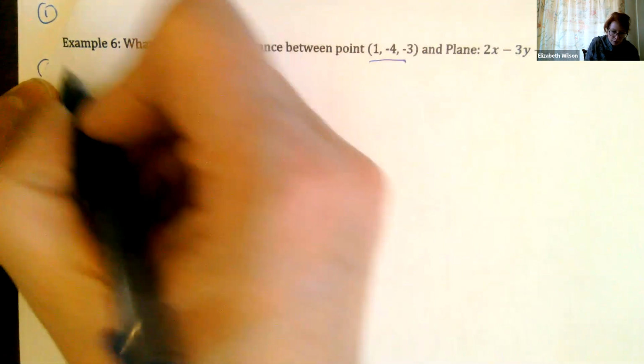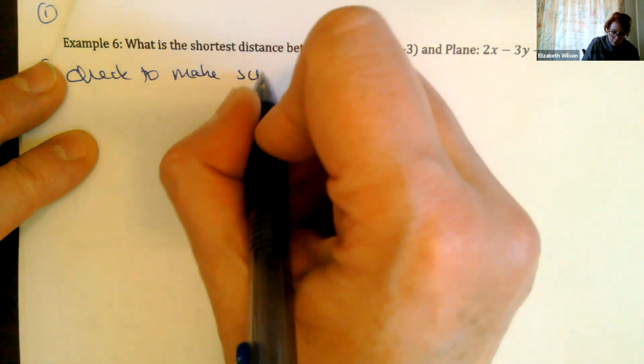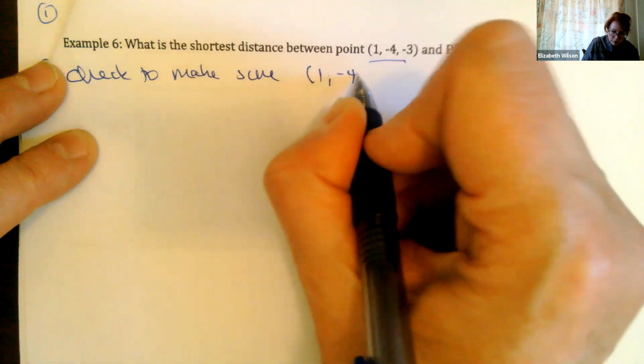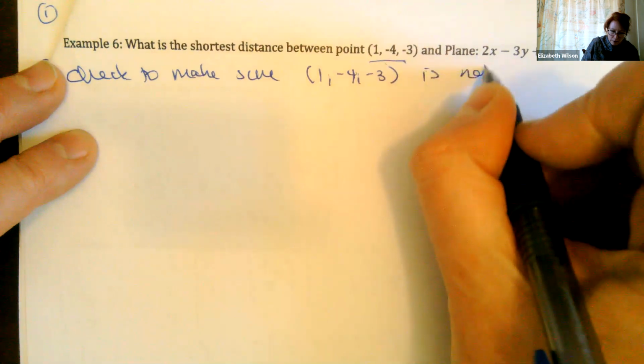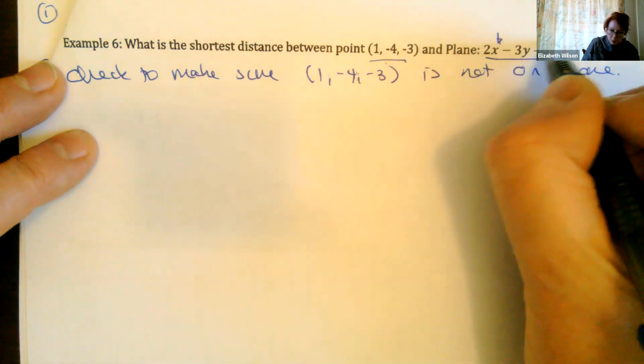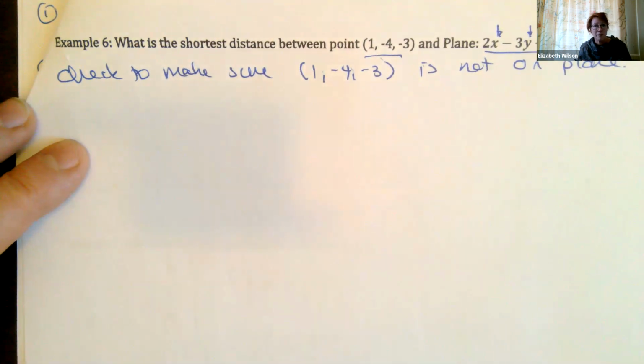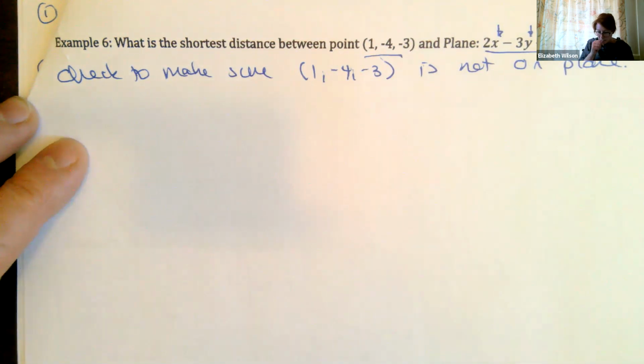So let's just check to make sure our point (1, -4, -3) is not on the plane. What I need to do is plug it in for x, y, and z and see if the equality holds true. That means the point is on the plane. If the equality doesn't work, it means the point's not on the plane.